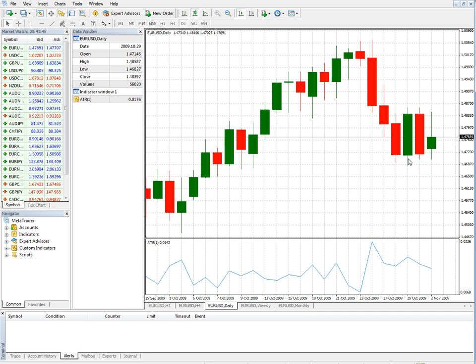So let's do our calculations here. You can see that our high is 1.48587, and our low is 1.46827.